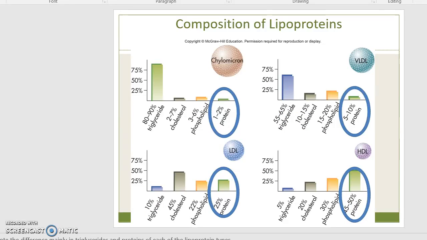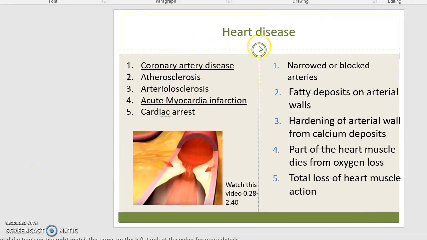And the last thing I'll just bring up in the end is that you will learn about the actual food sources of these fats and also the effect on your heart. This slide lets you see a little video of different ways that your heart can be affected by fatty deposits. So this is a little overview.